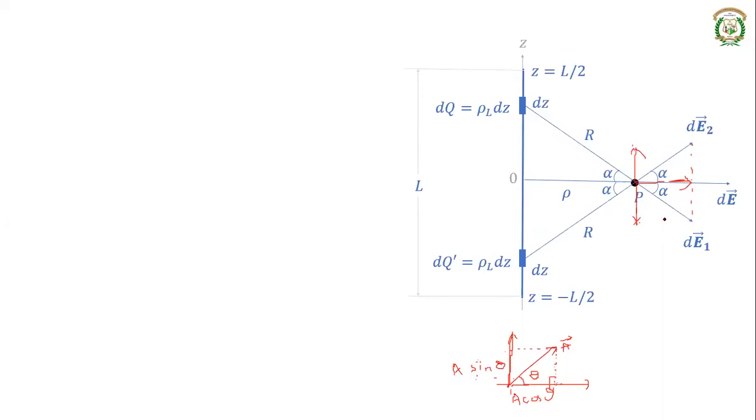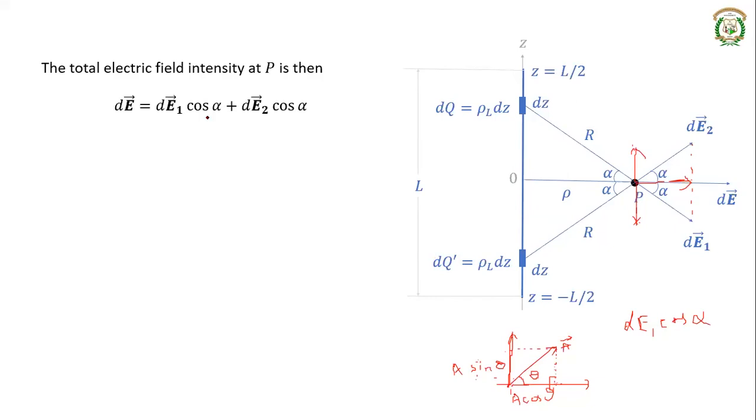So the horizontal component in this case will be dE1 cos alpha, because the angle is alpha in this case. Similarly, for dE2 also, it is dE2 cos alpha. So the total electric field intensity at P will be dE1 cos alpha plus dE2 cos alpha. The sine alpha components get cancelled because they are opposite in direction and equal in magnitude.